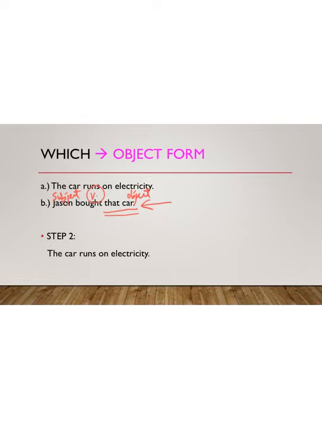Okay, and that's why for the car, we have to use which, because this is a thing, not a human being. All right, so where do we put the relative pronoun which? We have to put which here, right after the thing that we are referring to, and then again, you copy the whole sentence: which Jason bought that car.